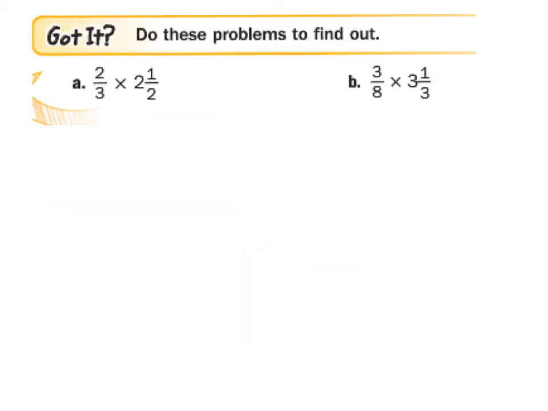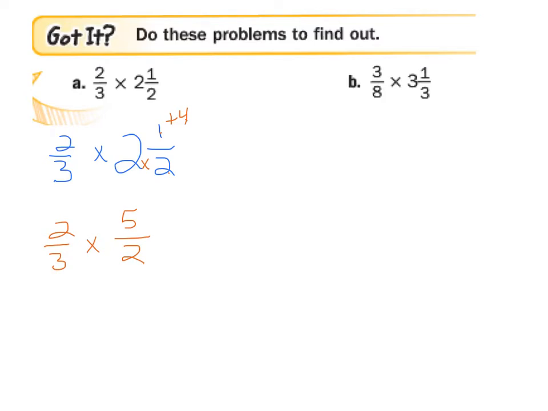Let's try one together and then have you try one on your own. Now 2/3 we can leave the same, but the 2 and 1/4 we have to change. So to do that, I'm going to multiply my whole number and my denominator, which is 4, and add it to the top. So we're going to have 2/3 times, we have 1 plus 4 is 5 over 2.